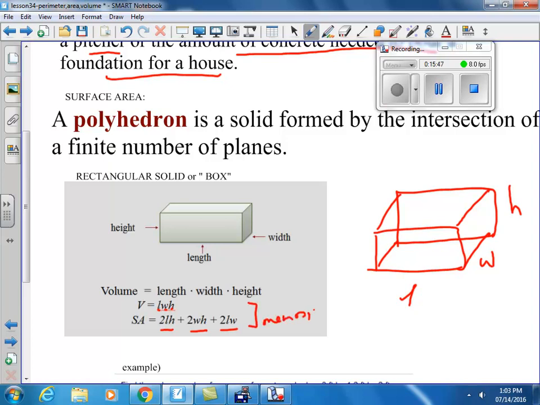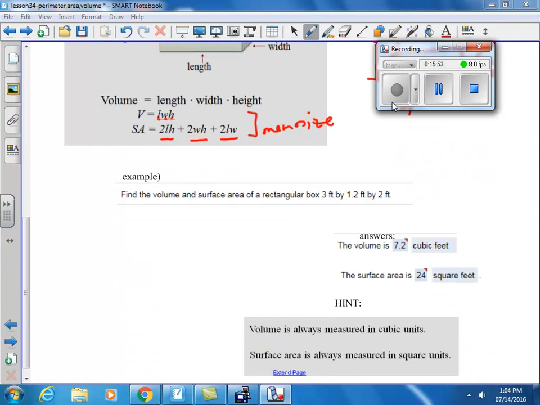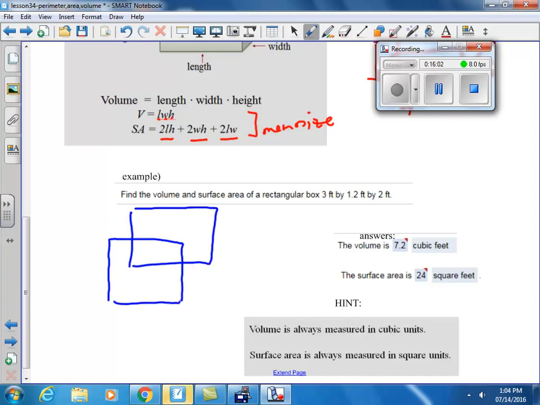or I'm going to show you a way to just kind of think about it logically here in a moment. All right. So this will be our final calculation for these notes, so let's go ahead. We have a rectangular box, and you may even want to hit pause and try it on your own first, but they're telling us that it's 3 by 1.2 by 2. So 3 by 1.2 by 2, length, width, height.